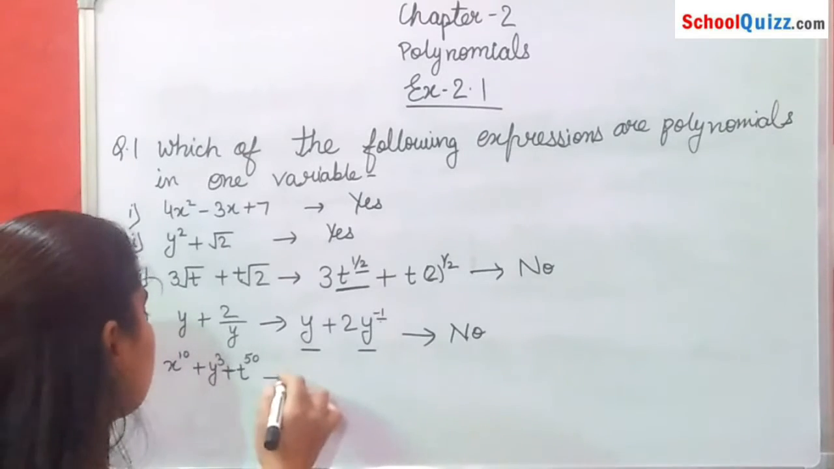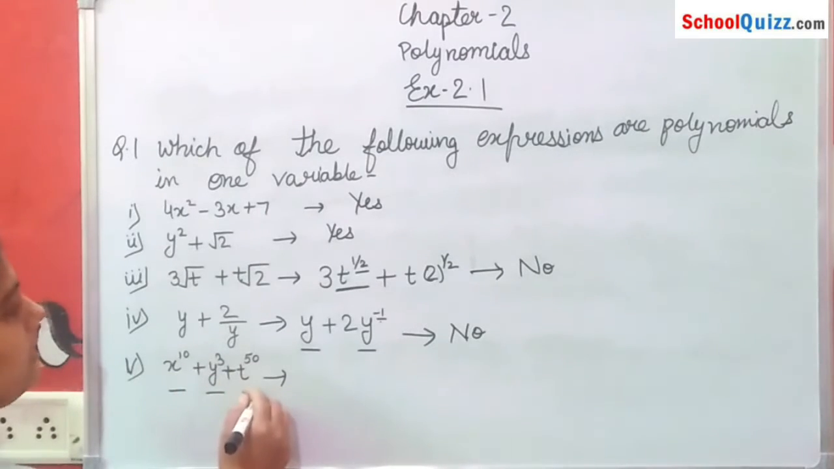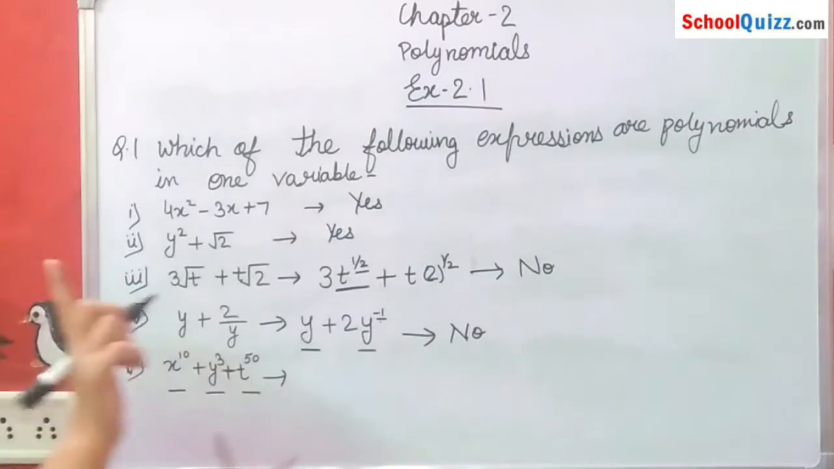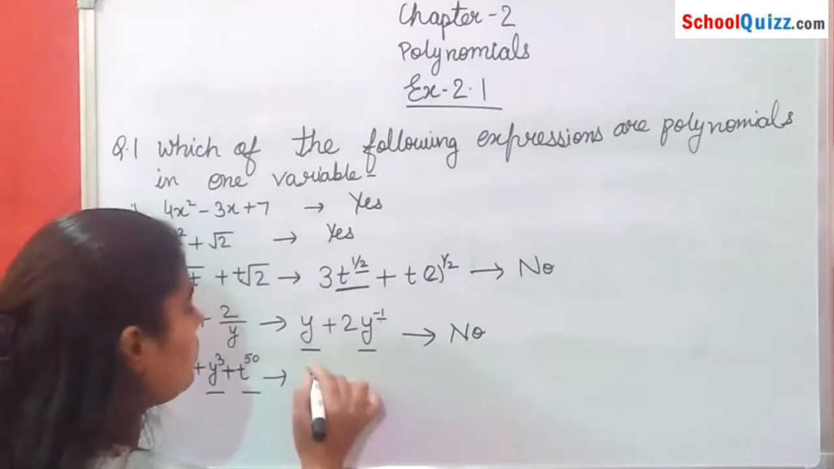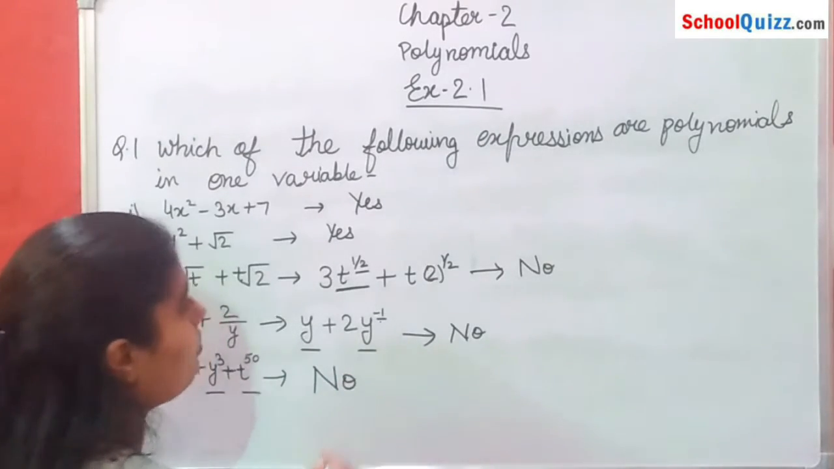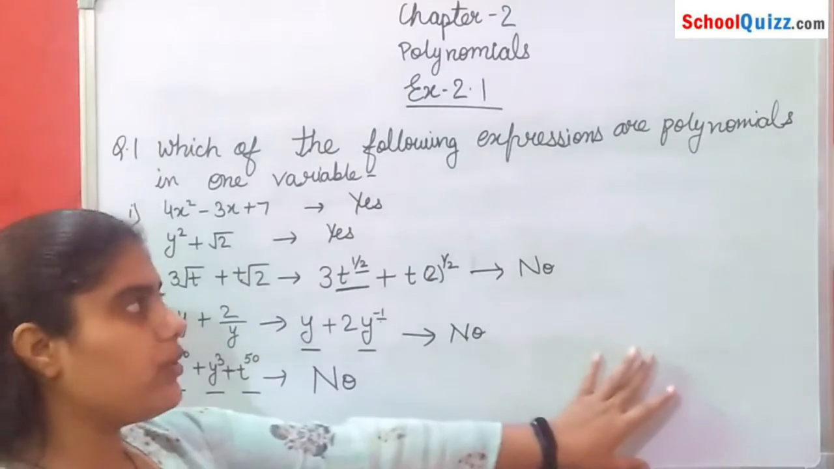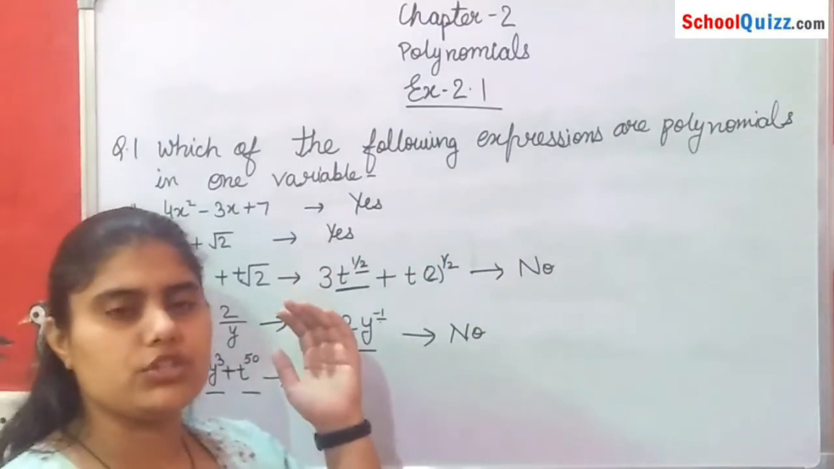Now moving to next example, next question. We have three different variables, x, y and t. And what we want? Polynomials in one variable. We want only a single variable. Here three types of variables are used. So this is also not a polynomial in one variable. Now I hope you all understand about the types. Now moving to question number 2.